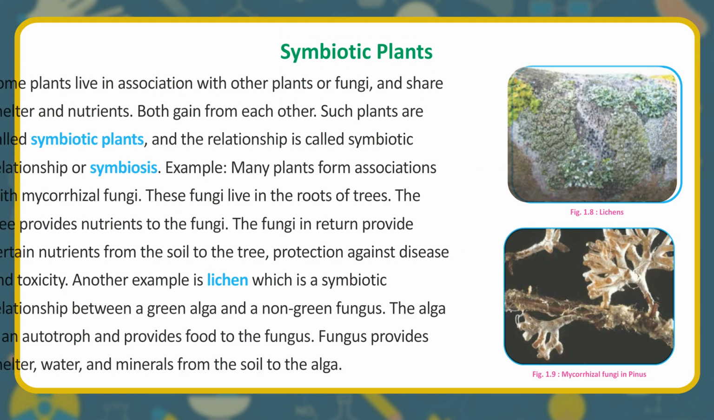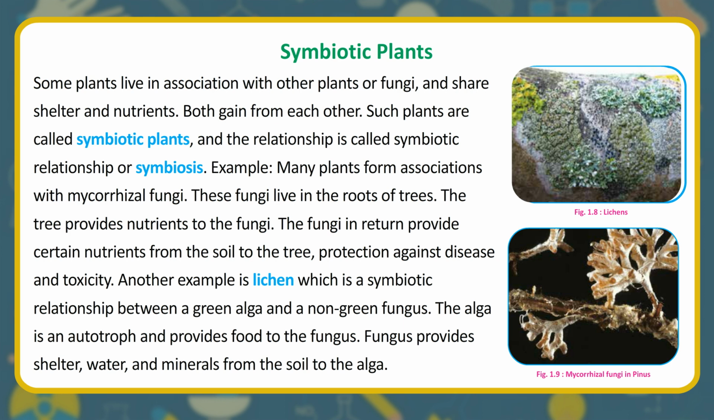Symbiotic plants. Some plants live in association with other plants or fungi, and share shelter and nutrients. Both gain from each other. Such plants are called symbiotic plants, and the relationship is called symbiotic relationship or symbiosis. Example: many plants form associations with mycorrhizal fungi. These fungi live in the roots of trees. The tree provides nutrients to the fungi. The fungi in return provide certain nutrients from the soil to the tree, protection against disease and toxicity.